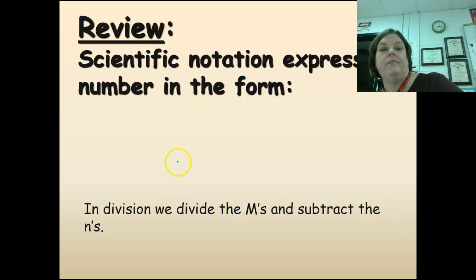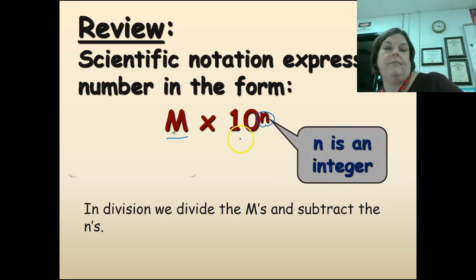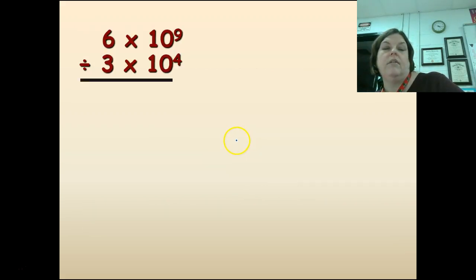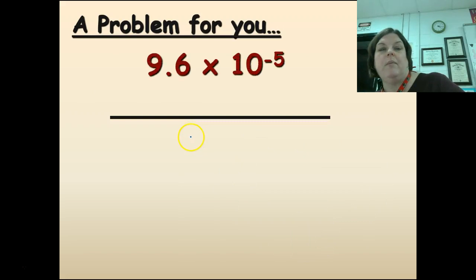Okay, division. In division, it's the same thing except we're going to divide the m's and subtract the n's. So let's look at that. So here we go. We have 6 divided by 3. We know that that is 2. And then we have times 10 to the, and we subtract 9 minus 4, so times 10 to the 5th. So we get 2 times 10 to the 5th. There we go. So problem for you to try.